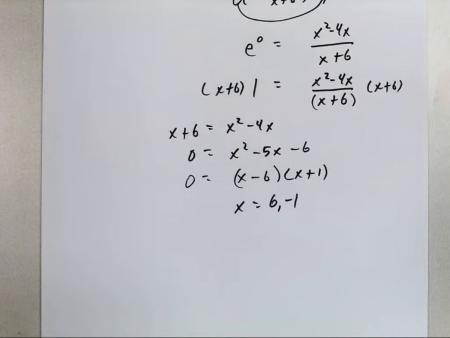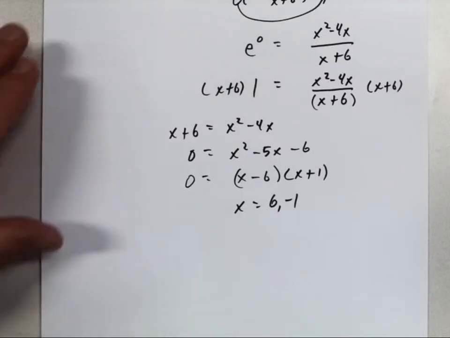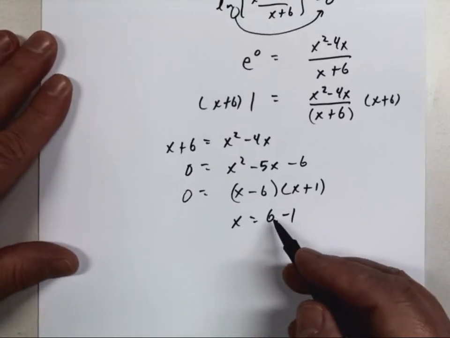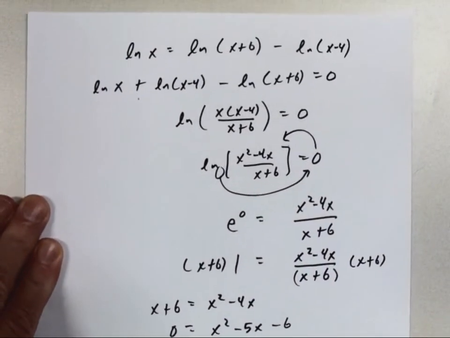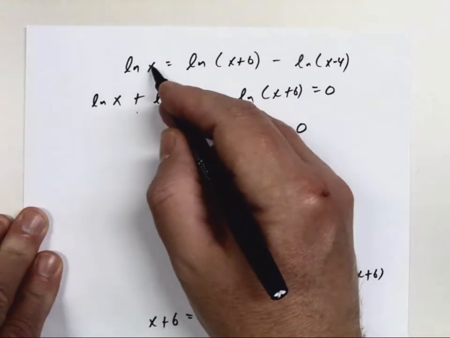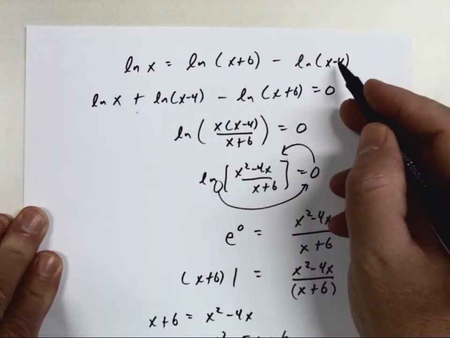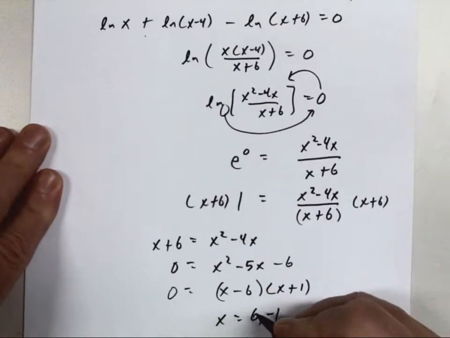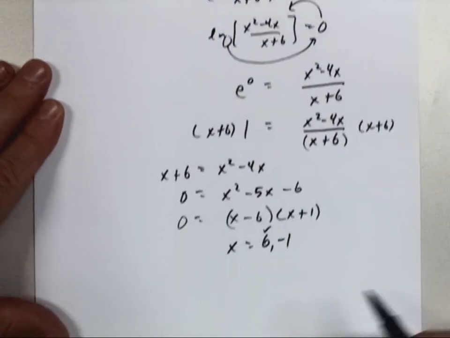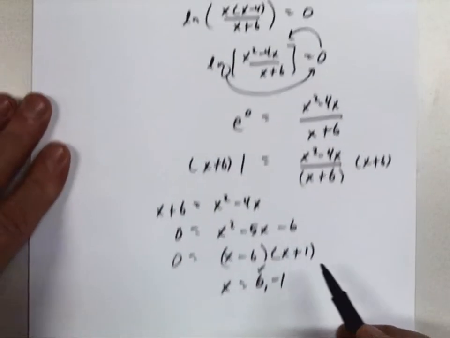However, we're not done. I have to check each of these solutions. So let's just take x equals 6, and let's go plug it back in the original equation. If I put the 6 in here, I'm okay. 6 in here, I'm okay. 6 in here, I'm okay. That one checks out.